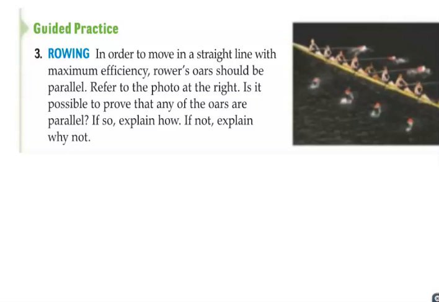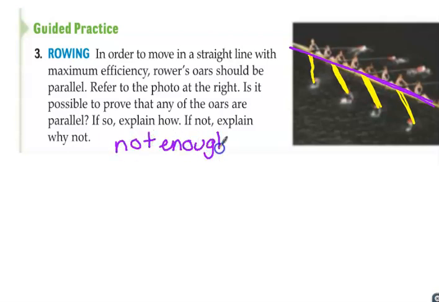All right, so it's kind of tricky to see, so I'm going to outline it. So we're looking at these lines of the rowers, okay? And we're seeing, is there enough information to prove that they're parallel? Well, we don't know anything about the angles, okay? So there's not enough information to prove that these oars are parallel, okay? So let's make an example that we could prove.